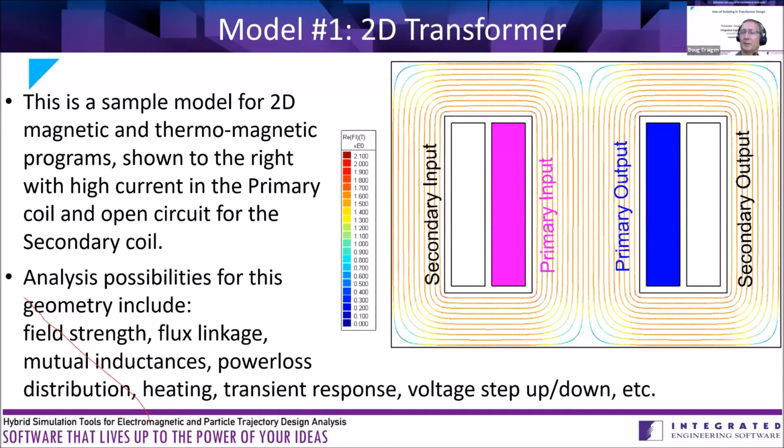So here's a sample. It's a very trivial engineering drawing. As you can see, just a cross-section of a transformer, primary coil, secondary coil, but you can get a lot of information out of this related to field strengths, how the flux links between the coils, and so on. We can get inductances, power distributions, transient responses, how your voltages step up and down. We can get many kinds of performance issues out of a trivial model like this.